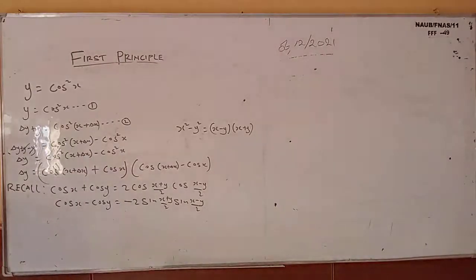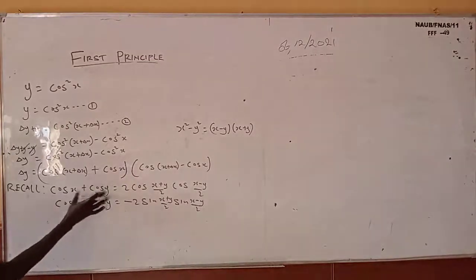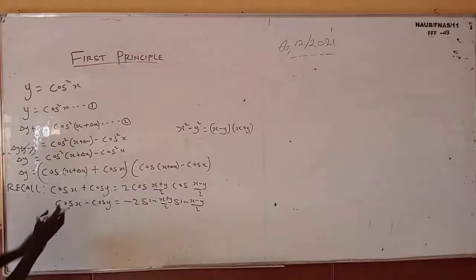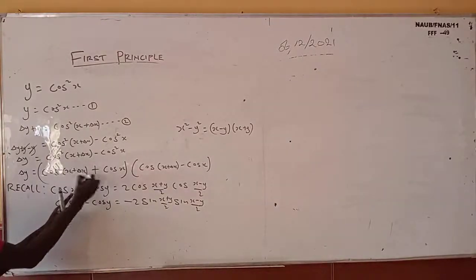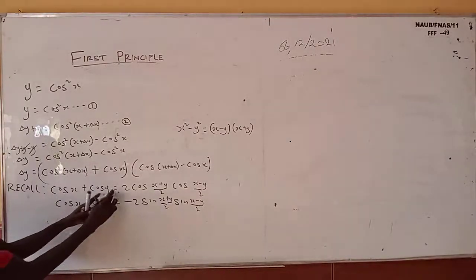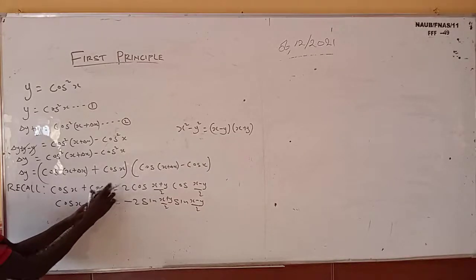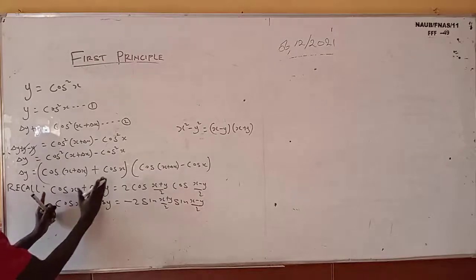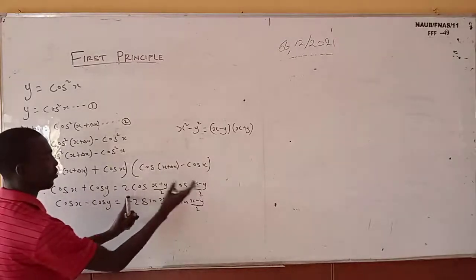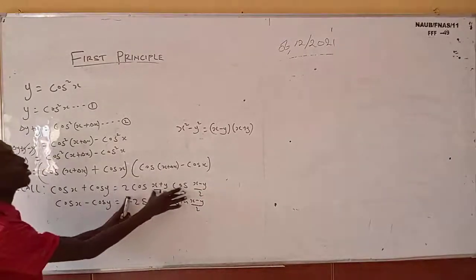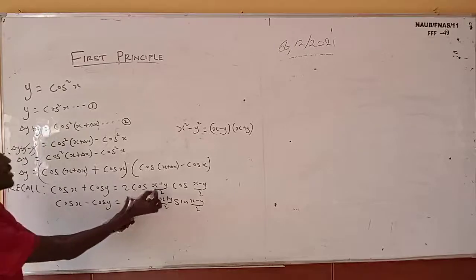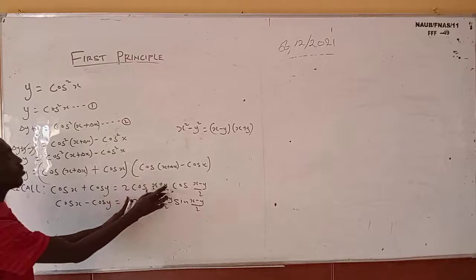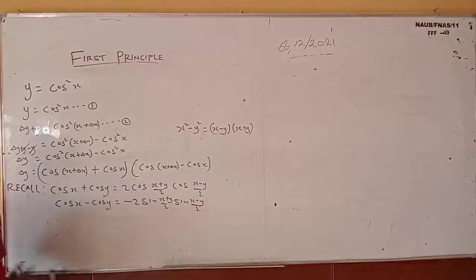So now, from here, we are going to compare this with this, then we'll compare this with this. What I mean by compare is that x here will be equal to x plus change in x, and y here will be equal to x. Do you get that? So this expression is giving us this answer. It means anywhere we see x, it is going to be x plus change in x, and anywhere we see y, it is going to be x. Do you get that?